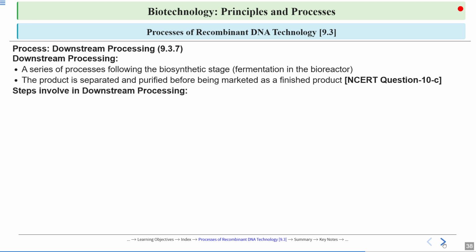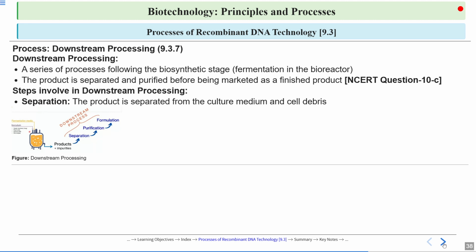So, what are the steps involved in downstream processing? Separation: as I told, the product is separated from the culture media, cell debris, and everything, and then it is purified also. After fermentation in the bioreactor, we get product plus impurities, including culture medium, cell debris, and many more things. First we separate it, then we purify it, then we formulate it. Formulation means we see how much amount of what is needed in it.